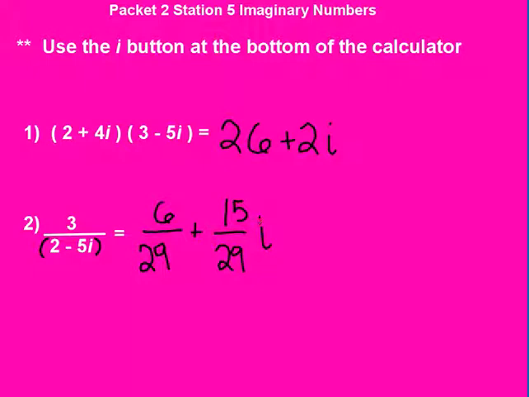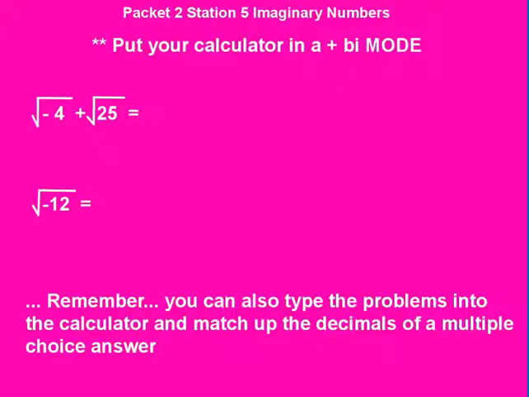All right. Putting your calculator in a plus bi mode is something you're going to do right away. You'll go to Mode and make sure a plus bi is highlighted. If you do that, then you can just literally type these in, the square root of -4 plus the square root of -25. And as long as you open and close your parentheses appropriately, you're in good shape.